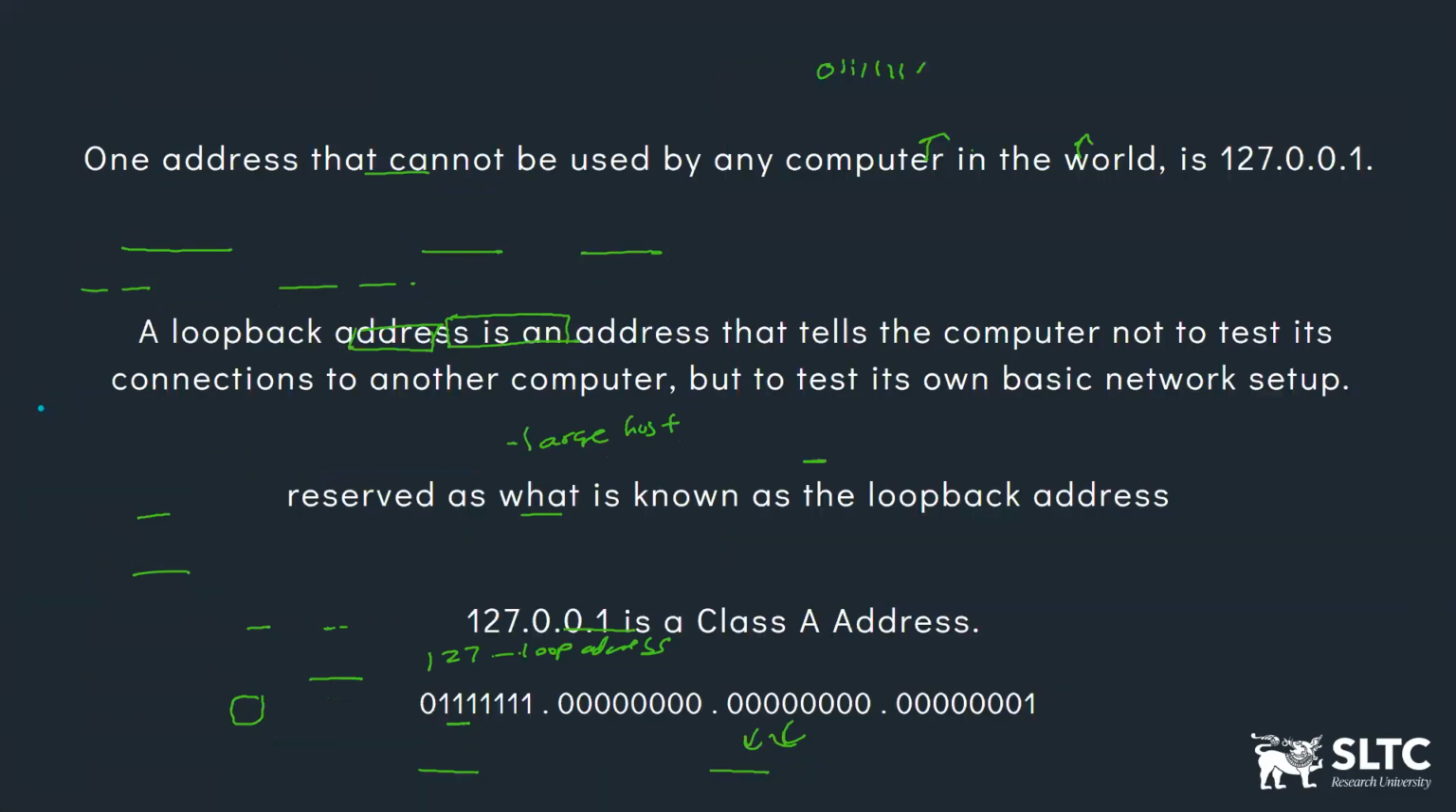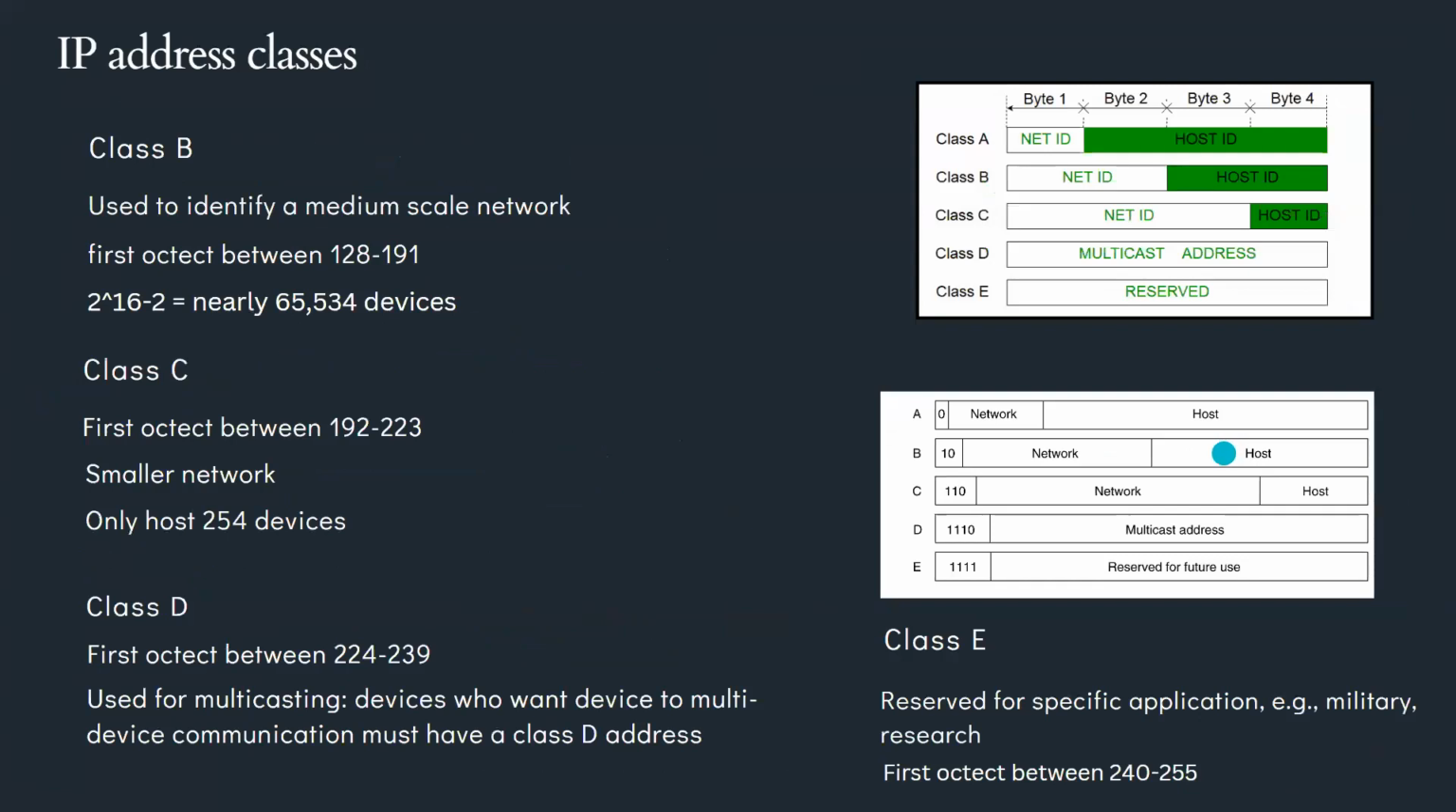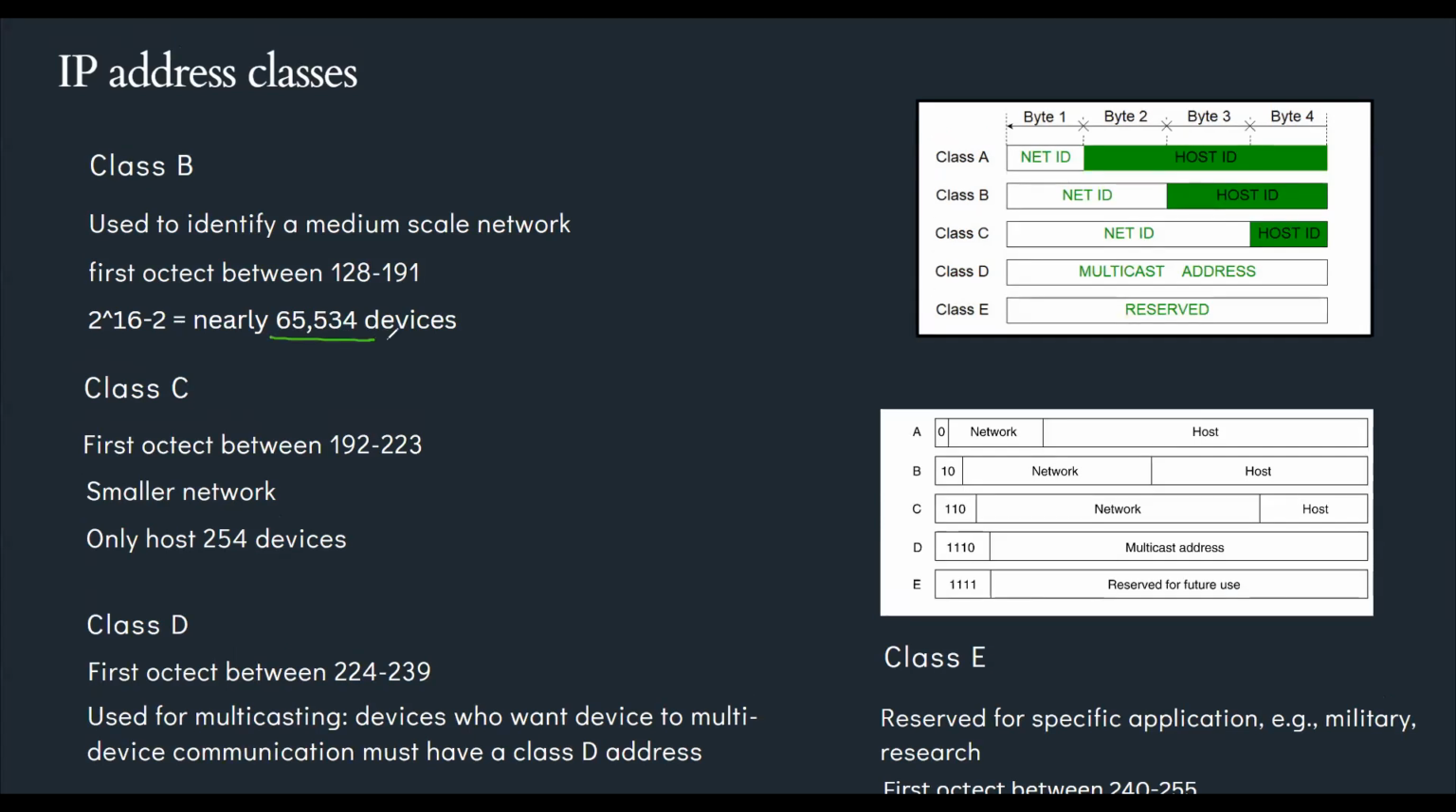Then we have the class B addresses. These addresses can be used for medium scale networks, where we have 2 bytes of host ID addresses. So we have that amount of host ID addresses. That means 2 to the 16 minus 2 devices can be uniquely given IP addresses. That means 65,534 devices can be given IP addresses using class B addresses.